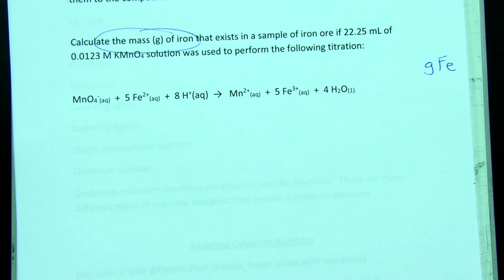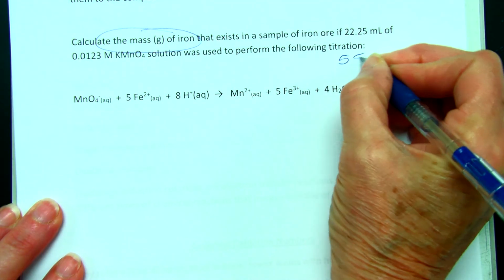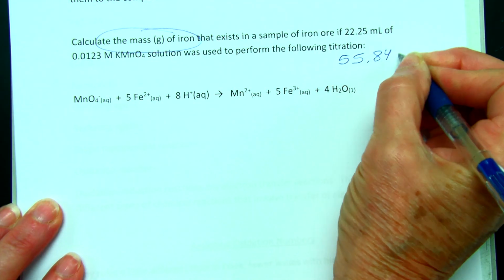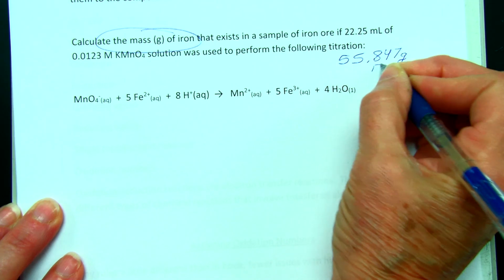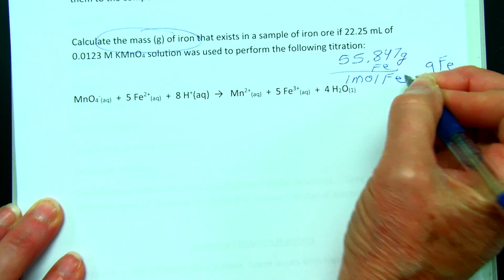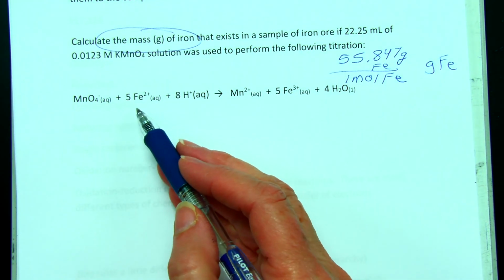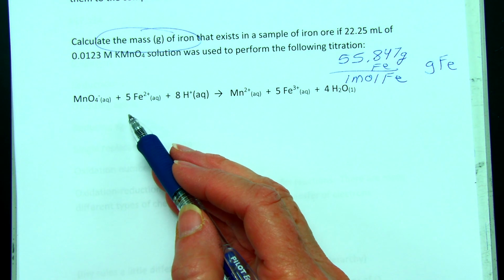What do we have to go look up? The molar mass. So we're going to need the molar mass of iron, so we'll write that down. 55.847 grams of iron is 1 mole of iron. Now, when you look at this equation, do you see iron in there any place? No, you see iron ions. So, since this is done in solution, we have to think about what's the relationship between iron and iron ions.